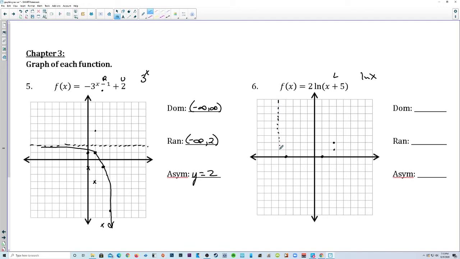And we have this vertical asymptote that moved off of the y-axis. This one also moved 1, 2, 3, 4, 5. And this is being stretched vertically, so it's not quite as flat as the parent graph. The domain is -5 to infinity. The range is -infinity to infinity. And the asymptote is at x equals -5.